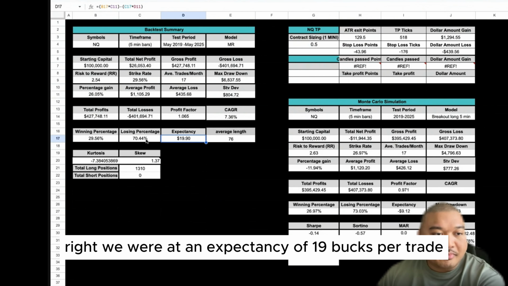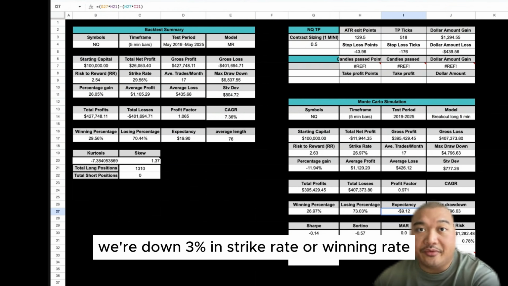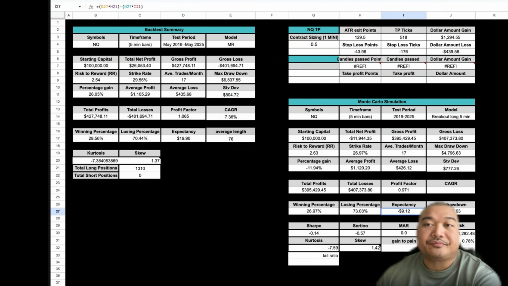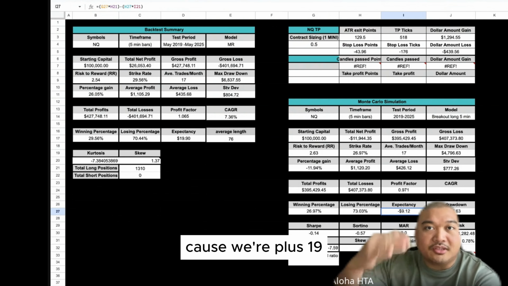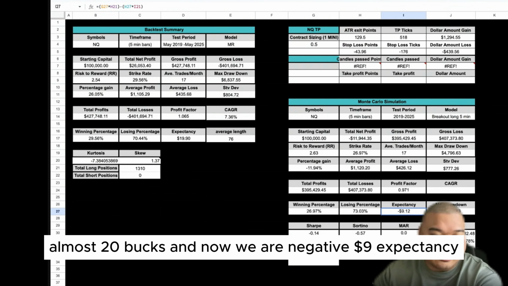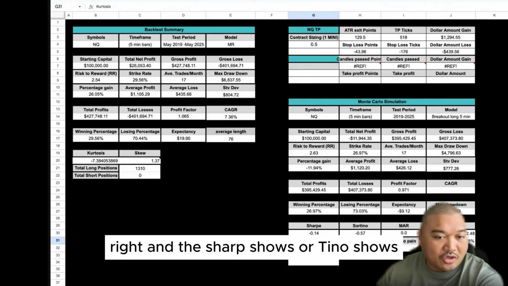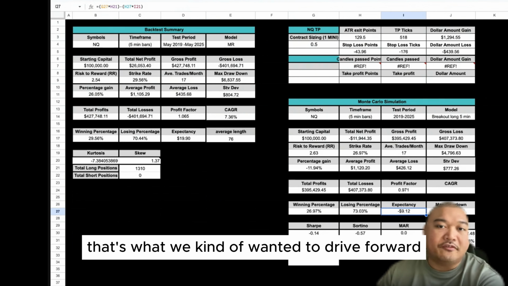We were at an expectancy of 19 bucks per trade. Now, because we're down 3% in strike rate or winning rate, that brings the expectancy down almost 30 bucks. Because we're plus 19, almost 20 bucks, and now we are negative $9 expectancy, right? And the Sharpe and Sortino show that, and that's what we kind of wanted to drive forward.